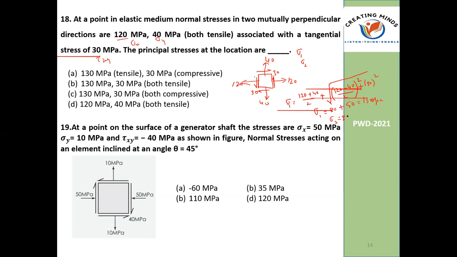For sigma 2, 80 minus 50, you are getting 30. So what is the answer? Both are positive, which means both are tensile. What is the option? Option B: 130 MPa, 30 MPa, both tensile. So any doubts? Manohar, any doubts?